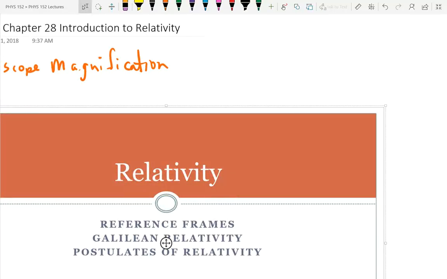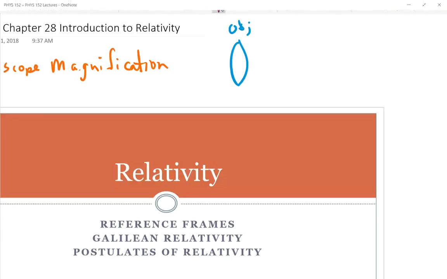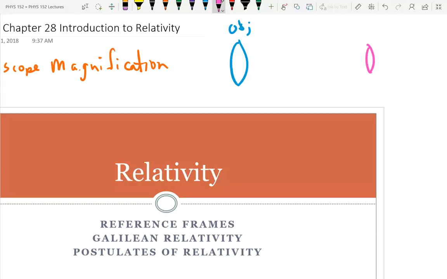So telescope magnification, you have the objective. Why is it called the objective? Because it's the lens that's facing the object. That's all there is to it. And then you have the eyepiece over here. So you have your eyeball back behind that eyepiece.